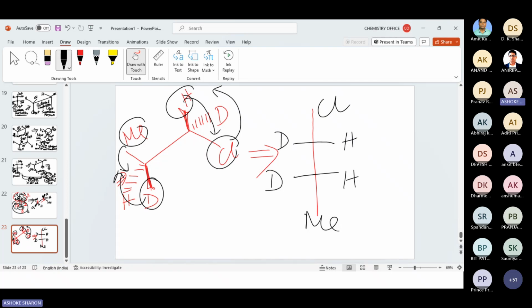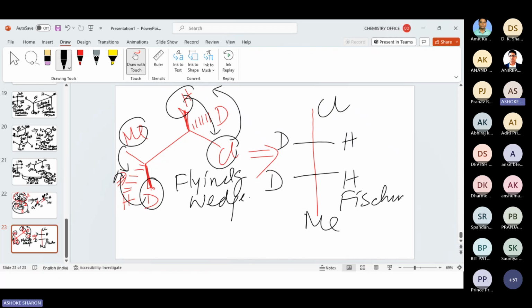Now you can have a different substitution. You can make a numbering on that particular one. So this is a flying wedge formula. This is a Fischer projection formula.